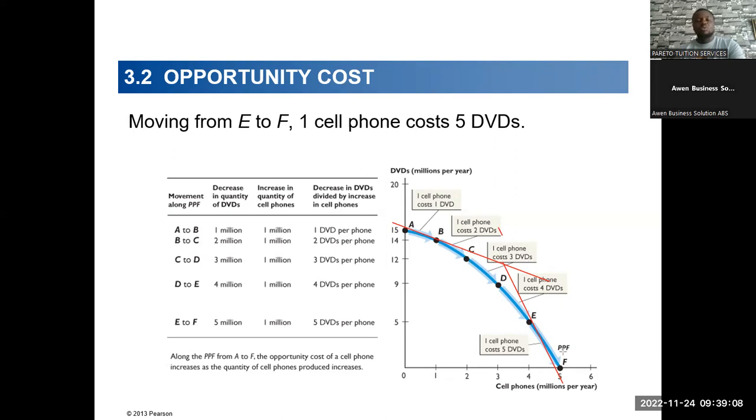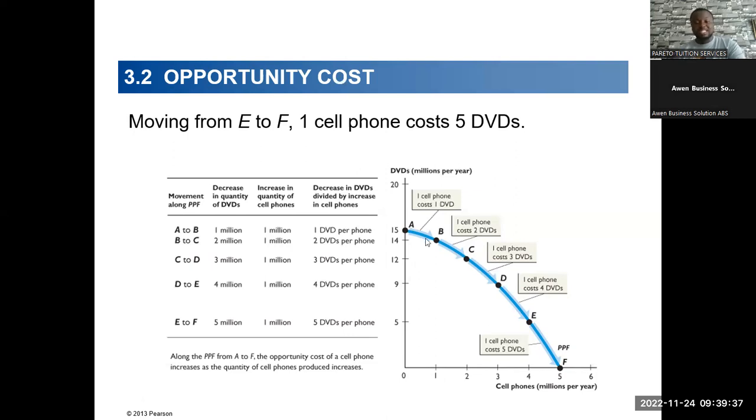One reason is that by the time we move from here up to this point, we are now producing more cell phones. If you are producing more cell phones and you still want to produce more of it, then you have to sacrifice more of the DVDs before you can get an extra unit of what? Cell phone. So the PPF depicts increasing opportunity cost.